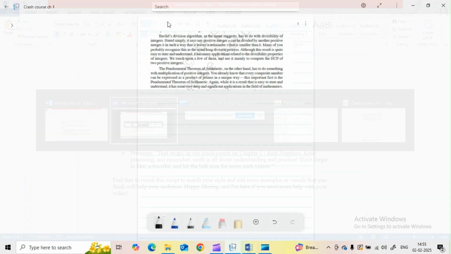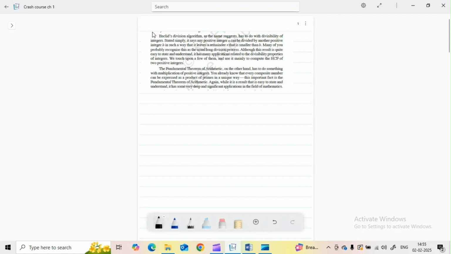Today we dive into chapter 1 of your class 10 NCERT math book, Real Numbers. In chapter 1 there are two main algorithms. One is Euclid's division algorithm and another one is the fundamental theorem of arithmetic.